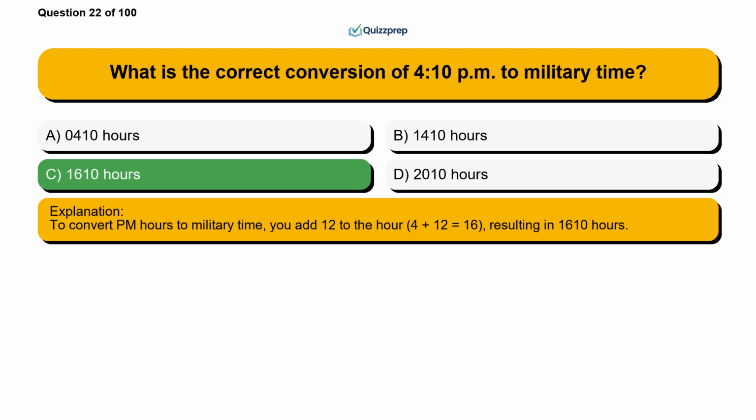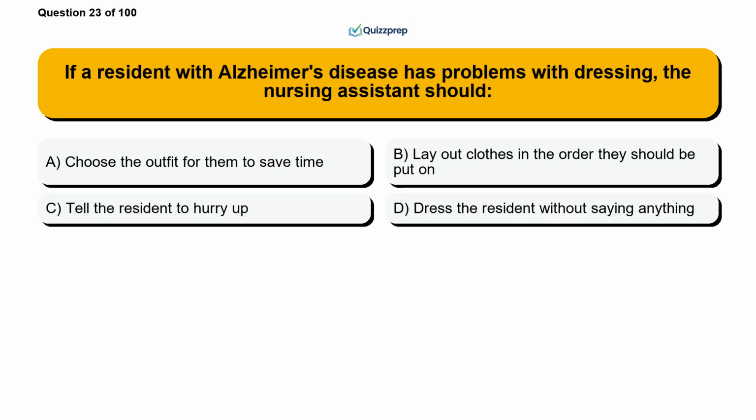1610 hours. Question 23. If a resident with Alzheimer's disease has problems with dressing, the nursing assistant should: Option A, choose the outfit for them to save time. Option B, lay out clothes in the order they should be put on. Option C, tell the resident to hurry up. Option D, dress the resident without saying anything.